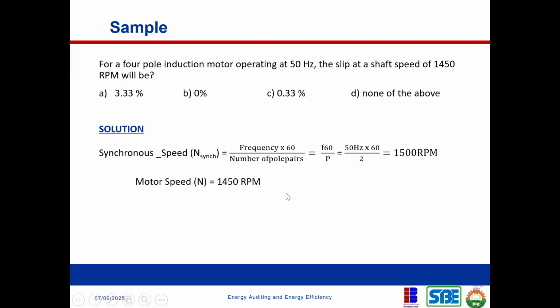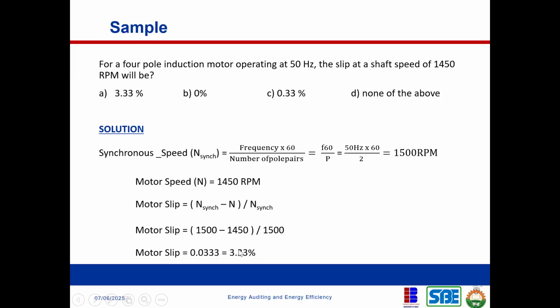So now we are given the speed of the shaft, that is the rotor speed or the speed of the motor. We are given that it's 1450. Now, how do we calculate the slip? The slip is the synchronous speed minus the rotor speed, divided by the synchronous speed. And when we substitute our values, we're going to have 1500 minus 1450 divided by 1500. And that gives us 3.33%. So the motor slip is 3.33%.